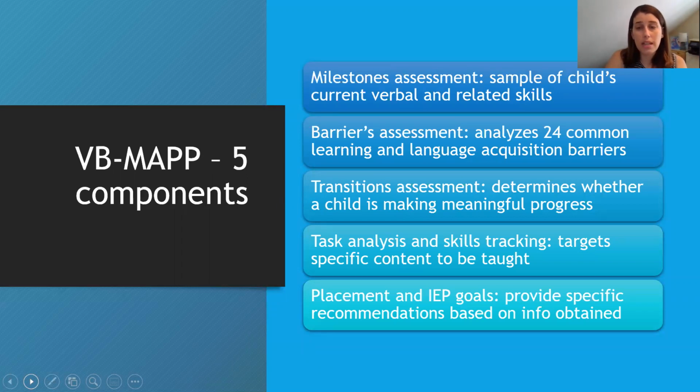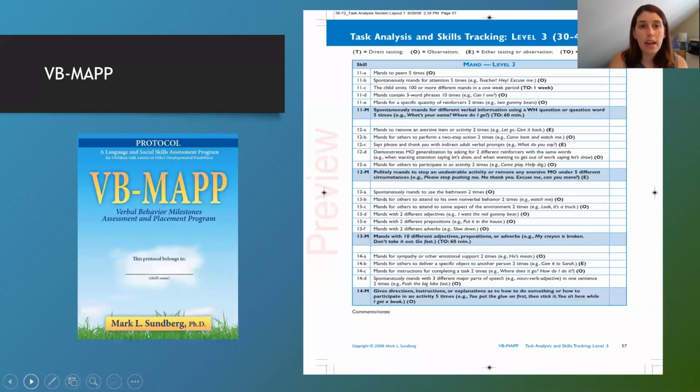It has the milestones assessment, which is a sample of a child's current verbal and related skills. A barriers assessment, which analyzes 24 common learning and language acquisition barriers. A transitions assessment, which determines whether a child is making meaningful progress. A task analysis and skills tracking component, which targets specific content to be taught. And a placement in IEP goals component, which provides specific recommendations based on info obtained in the assessment. And likewise, I've just placed the protocol front page here and just a sample of the skill tracking as well.